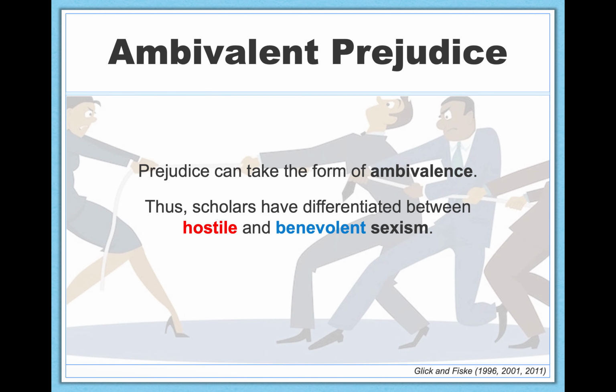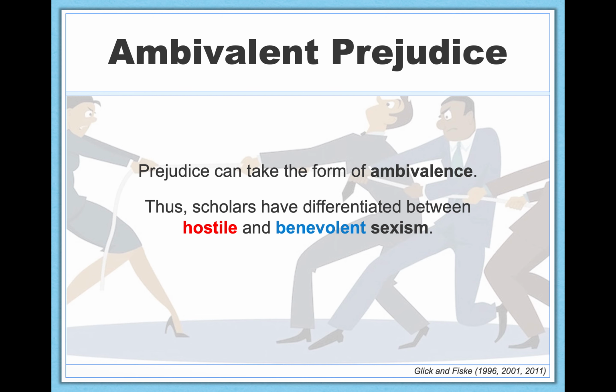Remember how prejudice involves emotions? Well, prejudice can also take the form of ambivalence. Ambivalence is a word meaning sort of having mixed feelings about something. And researchers have developed the idea of ambivalent prejudice and ambivalent sexism as a product of ambivalent prejudice to describe these sort of mixed forms of prejudice and sexism. And they've specifically differentiated between 2 different forms of sexism that together make up this sort of ambivalent sexism.